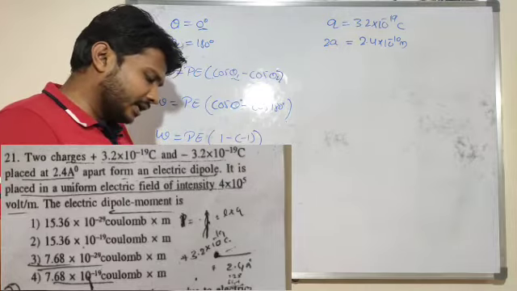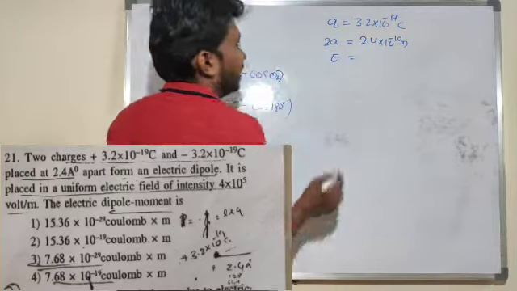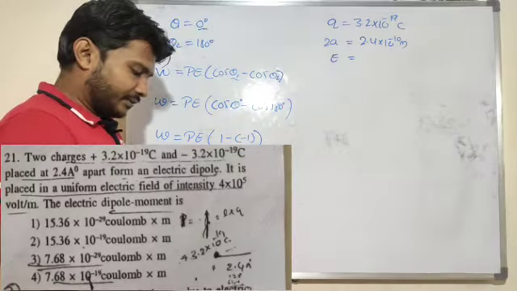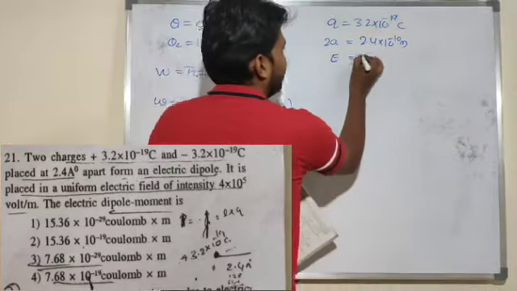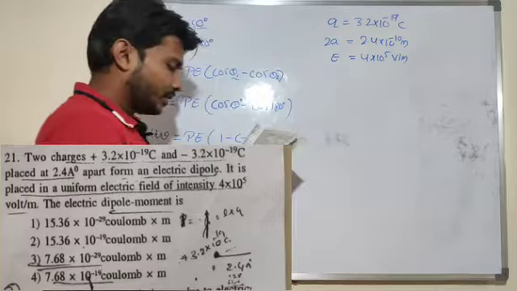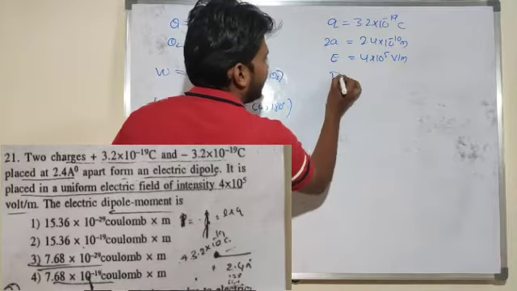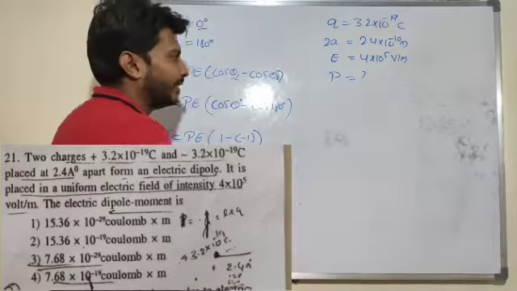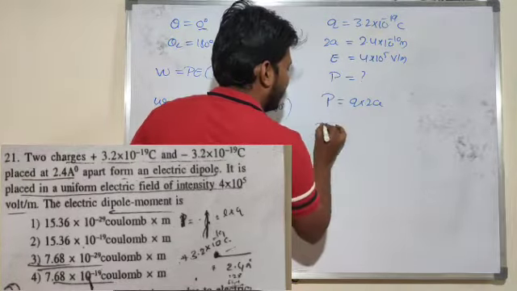It is placed in a uniform electric field of intensity. So that dipole is placed in a uniform electric field, E value is 4 into 10 to the power of 5 volt per meter. The electric dipole moment is, so which thing do I need to find out here? Dipole moment. What is the connecting formula? Q into 2A.